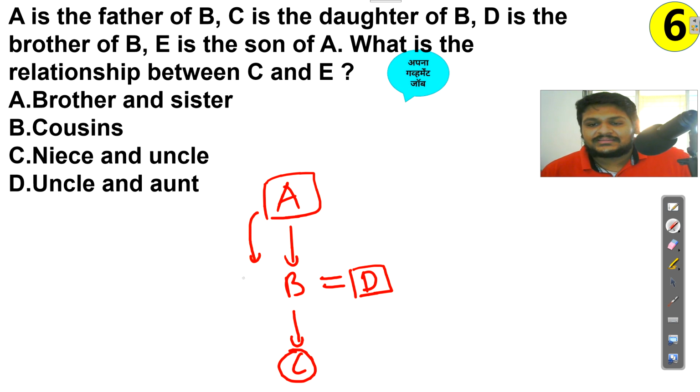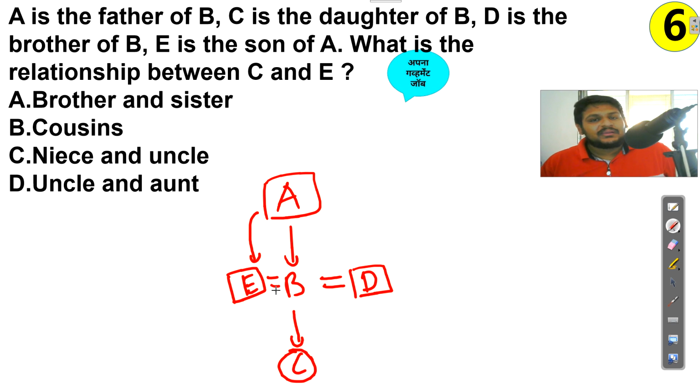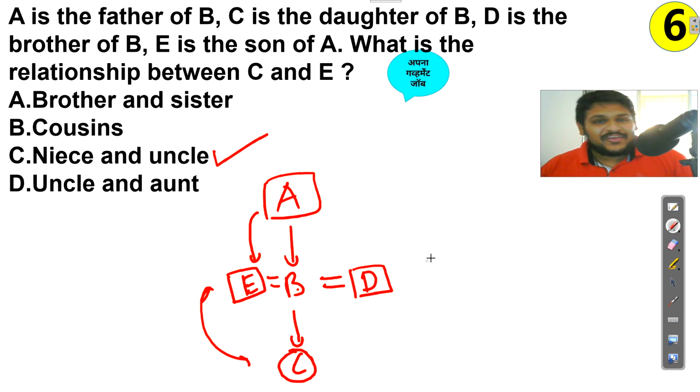So I will write like this. Means these two are equal, right? What is the relationship between C and E, we have to find. So C and E relation. See, now B has a child, daughter C, and E is the brother of B. So definitely what is the relation? Uncle and this girl, na? So niece. So niece and uncle. So the answer is this. Very easy question.